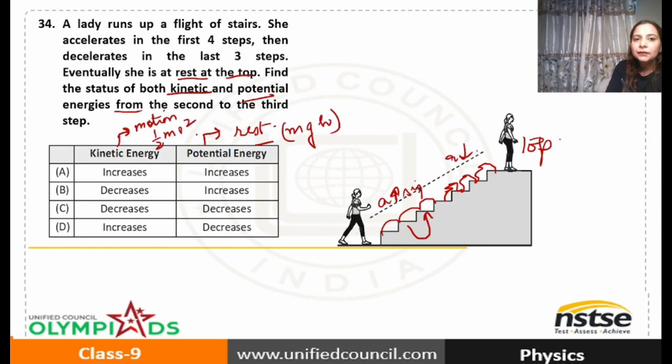Now when this lady is in between second to third, both of the energies increase. So therefore, which answer is correct, students? Option A. The reason being, she's accelerating for the first 4 steps but decelerating in the last 3 steps.